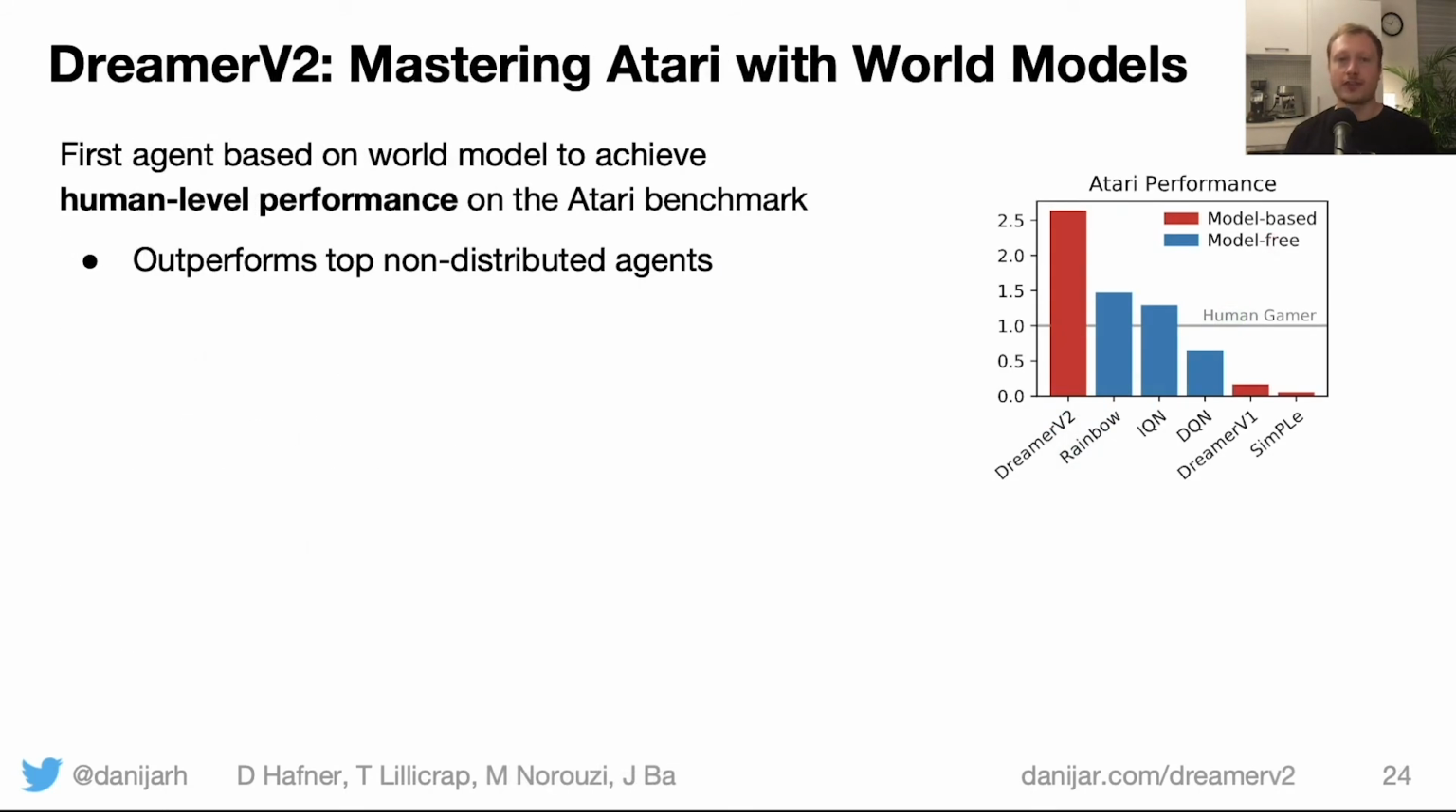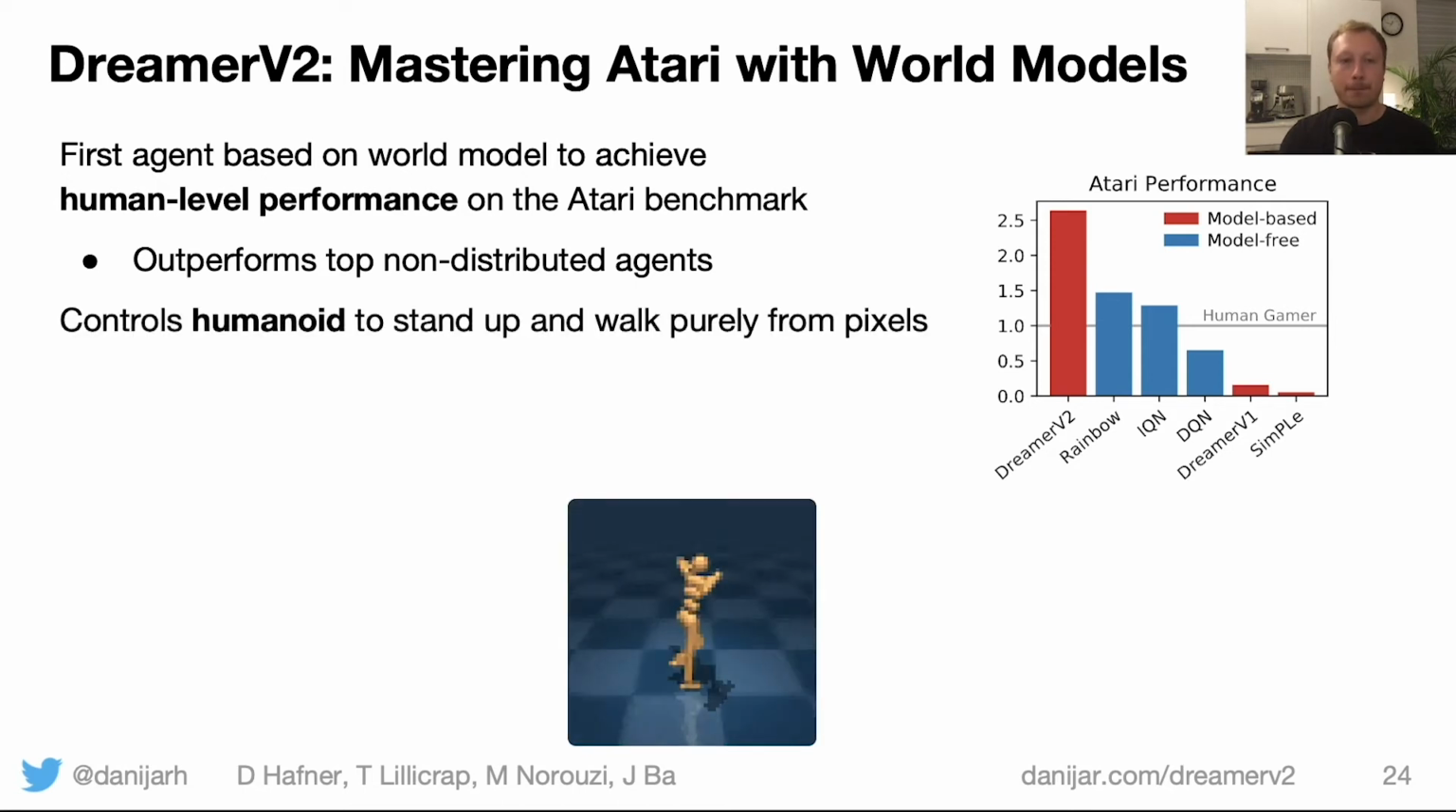The second version of this agent, Dreamer v2, is the first agent based on a world model to achieve human-level performance on the Atari benchmark. Dreamer v2 outperforms both previous model-based approaches and model-free approaches in the non-distributed setting. Moreover, the algorithm applies to continuous actions just as well and can control a humanoid to stand up and walk purely from pixels from a side view camera, as shown in this video.